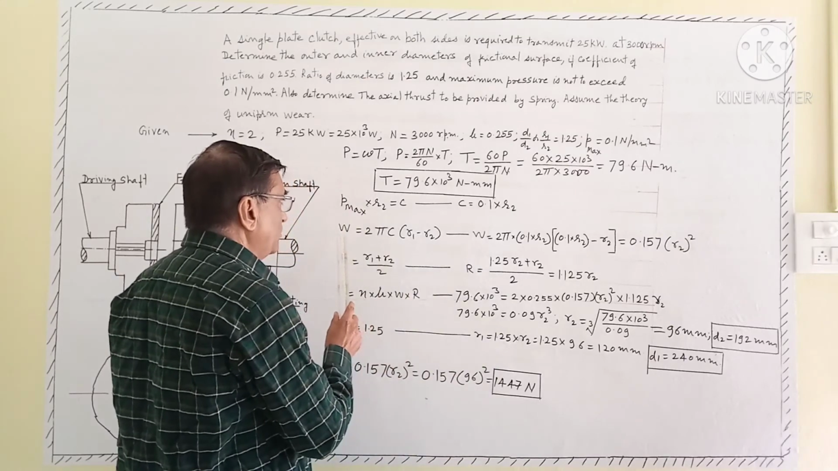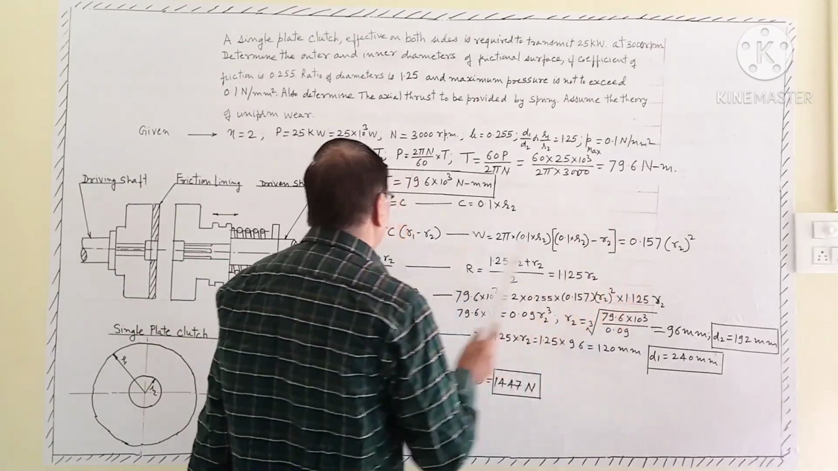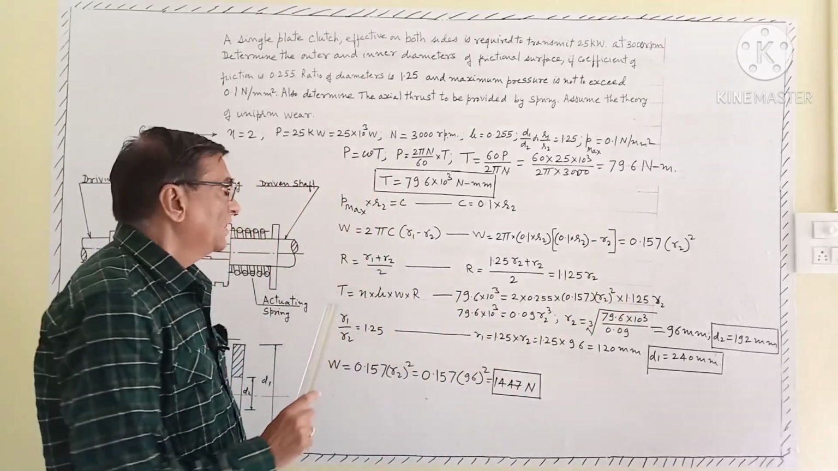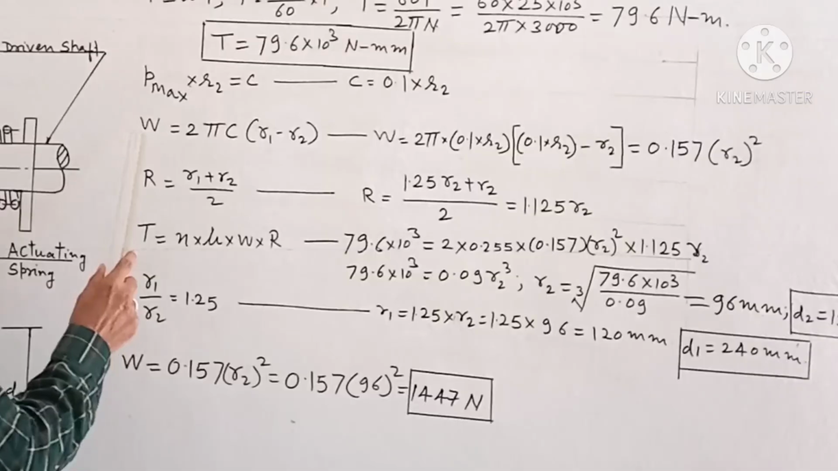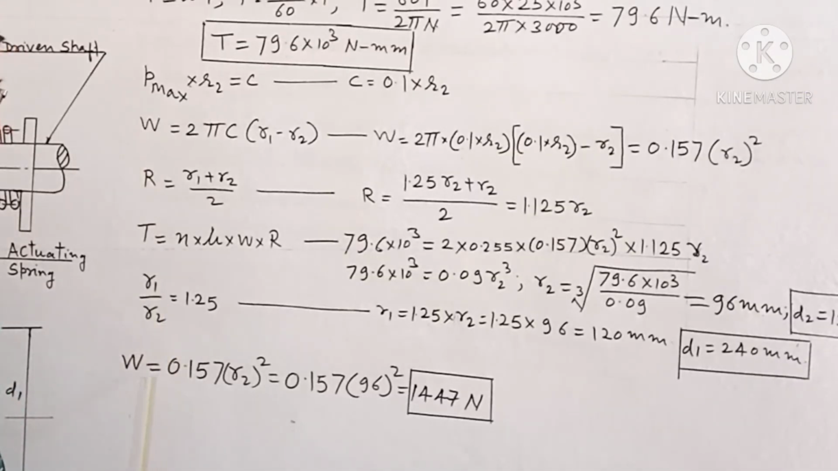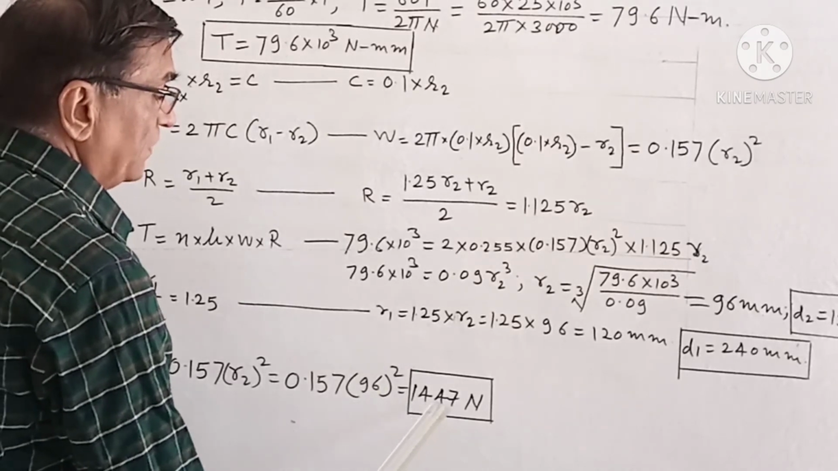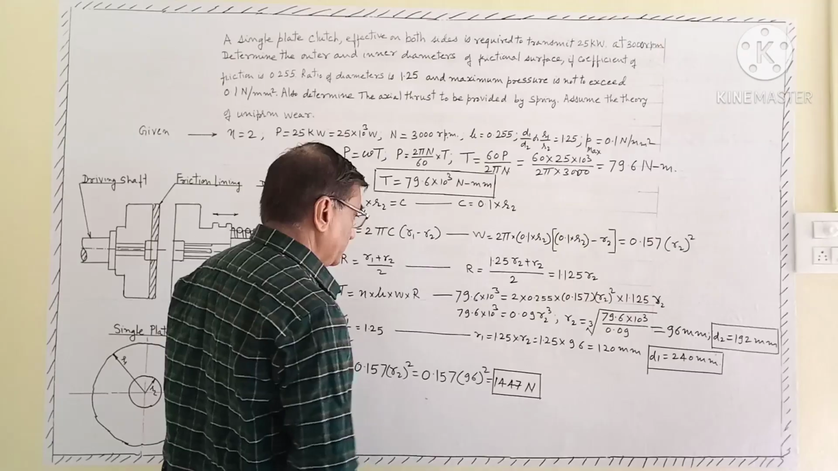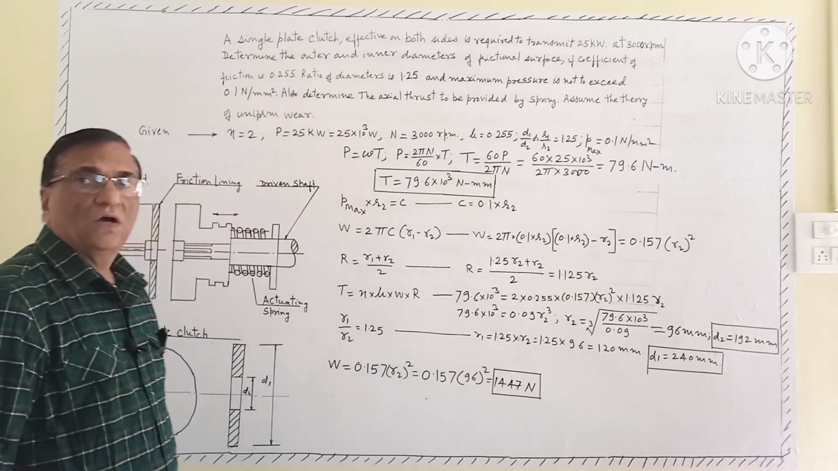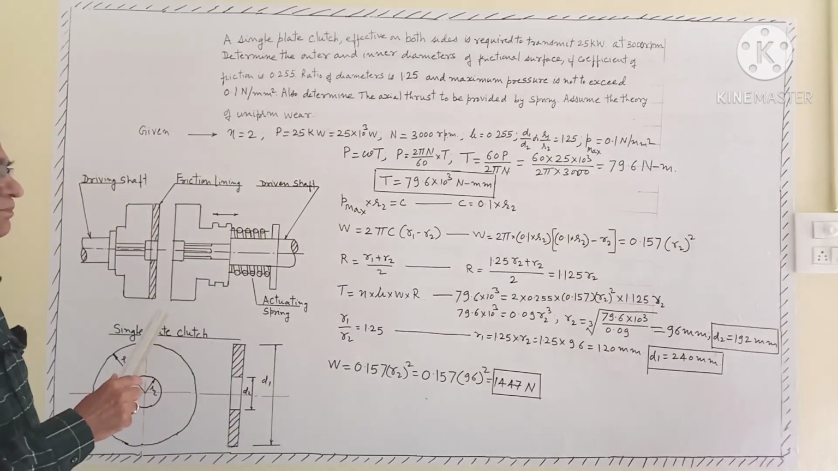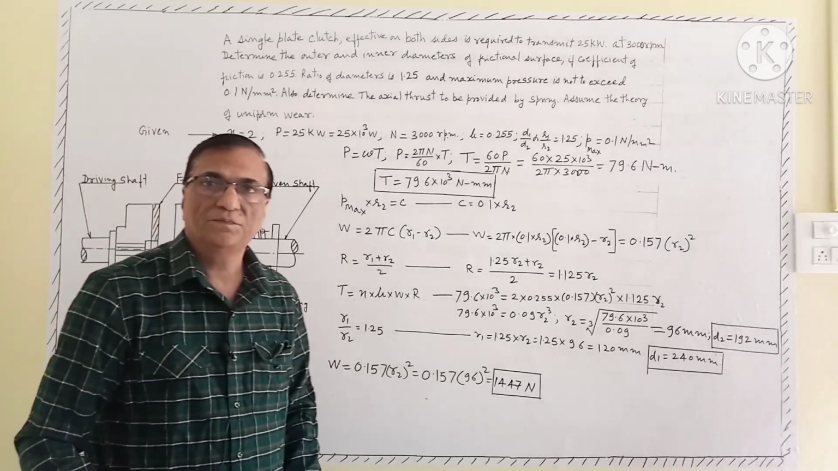Now as the value of R2 is known, we can calculate the value of axial thrust given by the spring, that is W. So W is equal to, from the formula, 0.157 R2 square. Putting the value of R2, we get the value of axial thrust W, that comes out to be 1447 Newton. So this is all about the single plate clutch numerical.